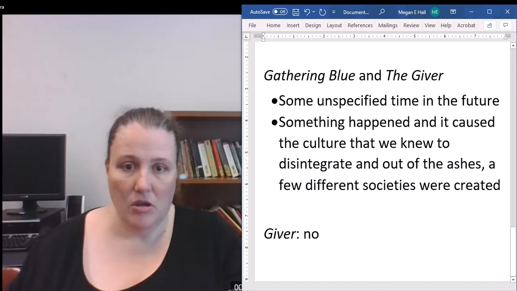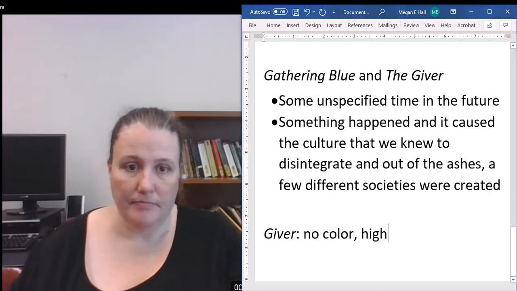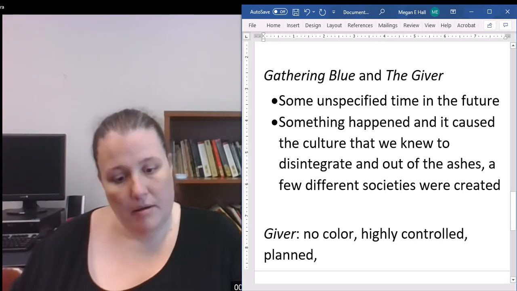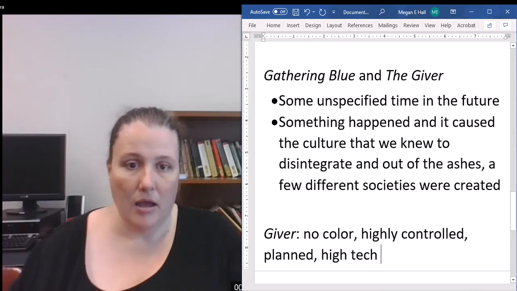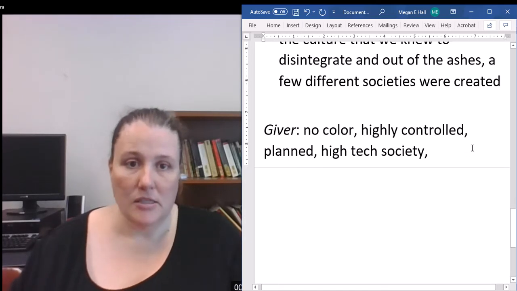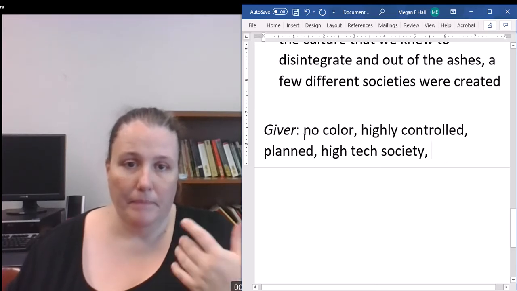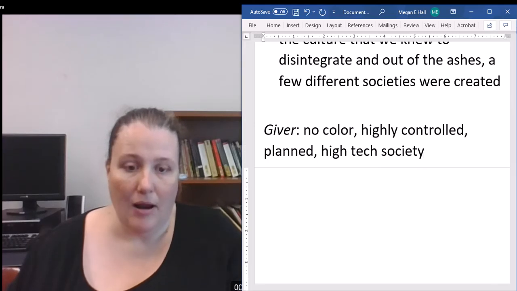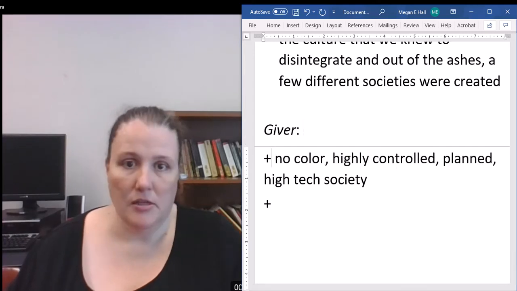For the most part, people cannot see color. Everything is highly controlled. Everything is planned. We have a high-tech society, so technology is quite important. What does this place look like in terms of it being planned out? Just give those as some general details.